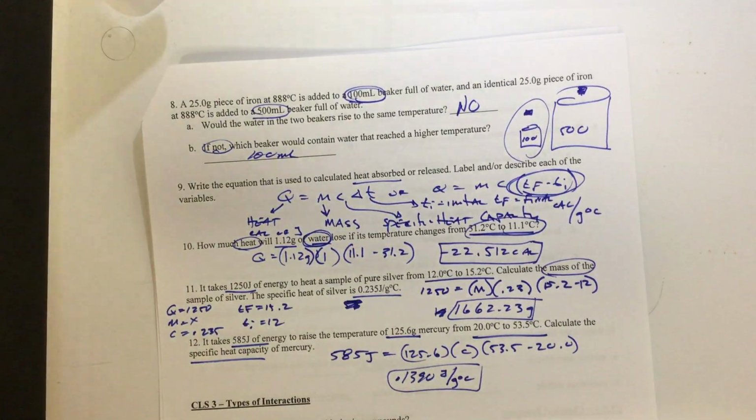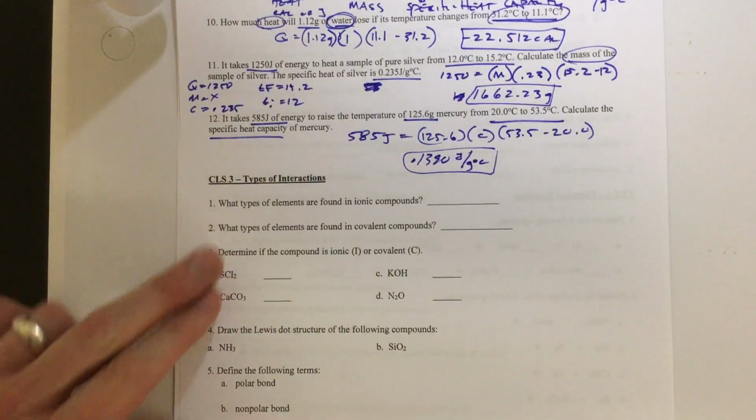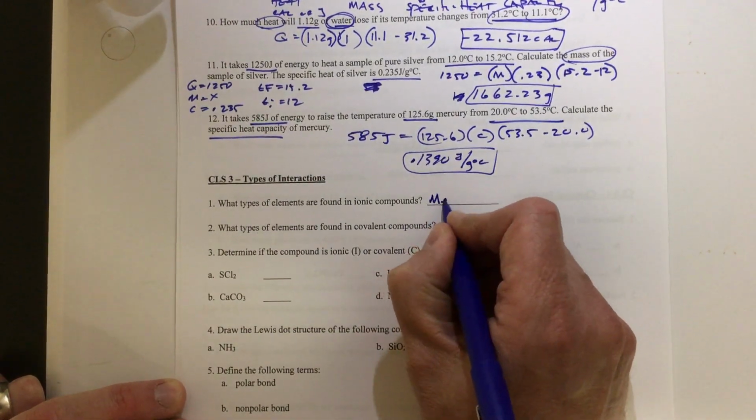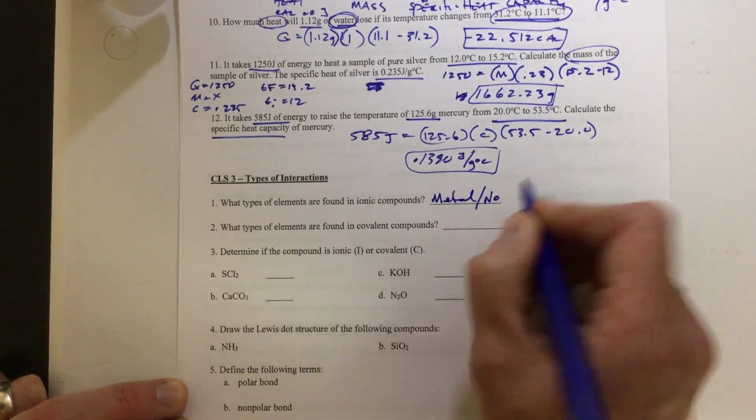Okay. We're going to move on to types of interactions. What type of elements are found in ionic compounds? Well, you can say metal or nonmetal, metal and nonmetal, I should say.